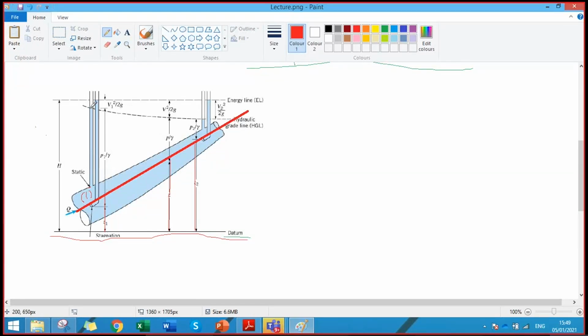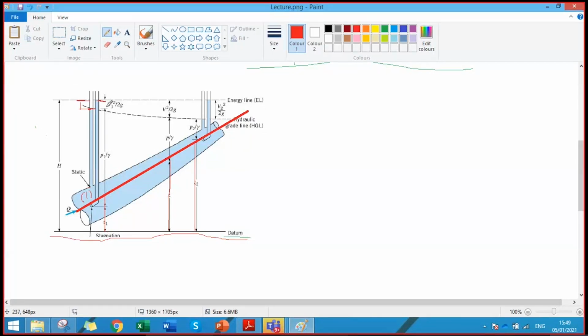If I install a pitot static tube at this point, what will it measure? Stagnation pressure, which is the sum of the dynamic pressure and static pressure, not the hydrostatic pressure. The static head and the dynamic head. So the difference in the readings of the two will give us this difference. This height will give us the dynamic head, right? The difference in the reading between the static tube and the pitot tube will give us the dynamic head. So this is V1 square by 2g.